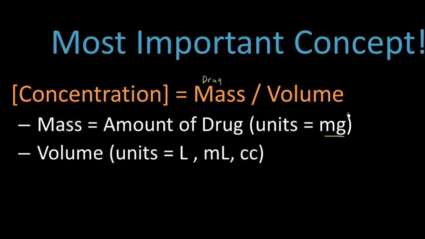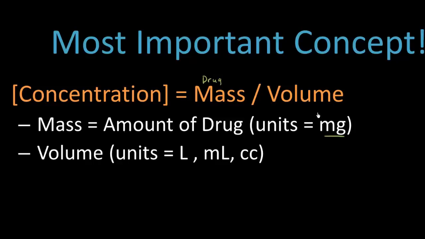Volume is a little variable. If we're talking about blood volume, we might use liters. If we're talking about the volume in a syringe, we might use cc's, or cubic centimeters, or milliliters. I want 5 cc's of epinephrine stat. In any case, the volume depends on what you're dissolving it in. So the drug is dissolved in a certain volume, and that gives us our concentration.